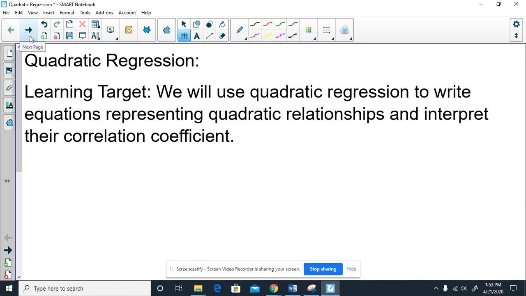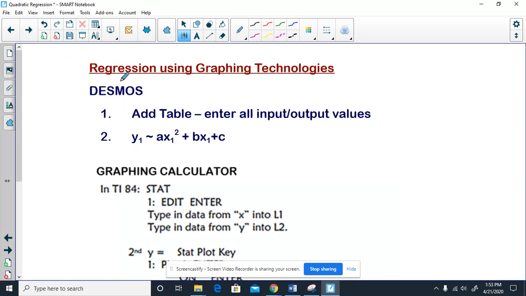We have done linear regression, and in our linear regression assignment and lesson we went through similar steps as we will for quadratic. So what we're going to do in Desmos, and Desmos is the main tool that we're going to use, it's the only one I'm going to show.